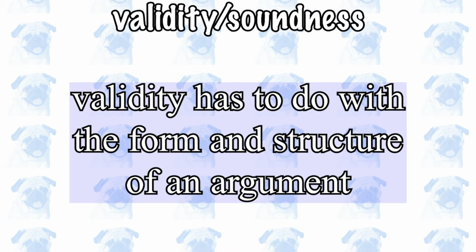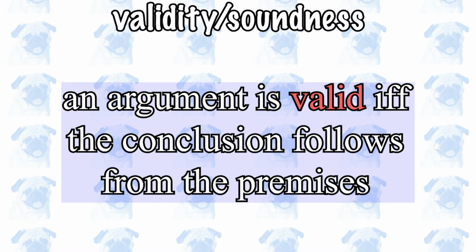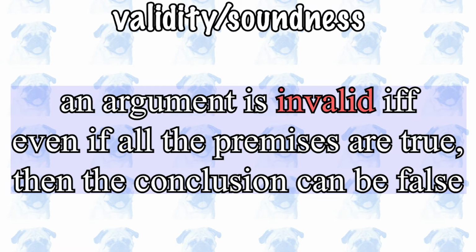The validity of an argument concerns the form and structure of the argument. An argument typically consists of at least one premise and a conclusion. An argument is said to be valid if and only if its conclusion follows from or is entailed by the premises. In other words, in a valid argument, if all the premises are true, then the conclusion must be true. On the other hand, an invalid argument is an argument where, even when all the premises are true, the conclusion can still be false.